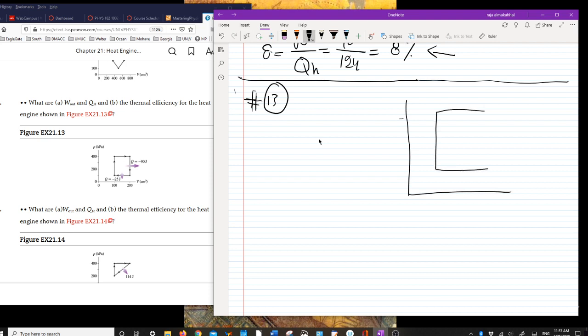Look more like a square, I'm not sure, but anyway, here it is. And so it's a cycle. Remember, it's a cyclical system. And this is 100, this is 200, this is 200, and this is 400. This is in kilopascal, the pressure, and then this one is volume in centimeter cubed.